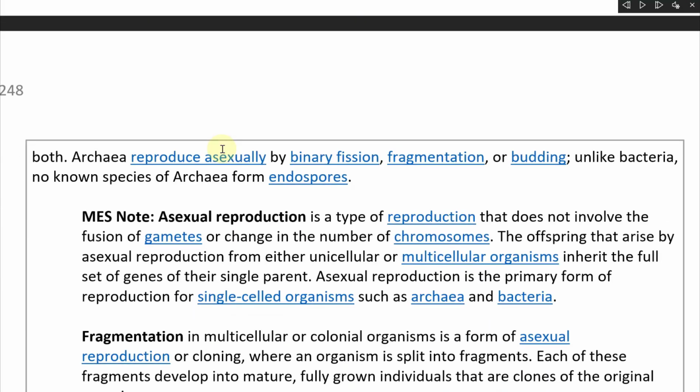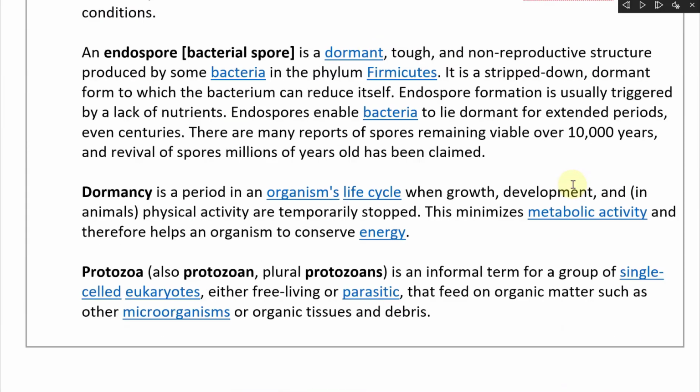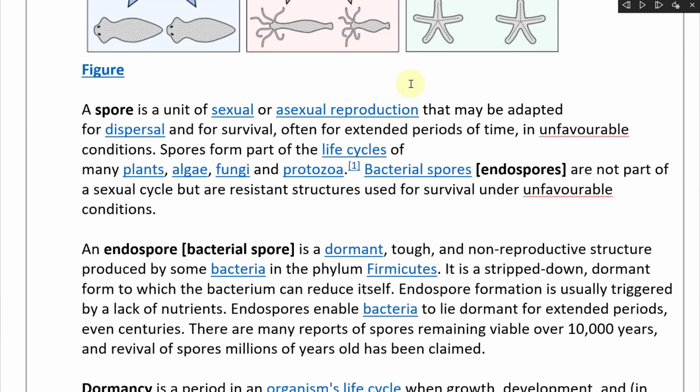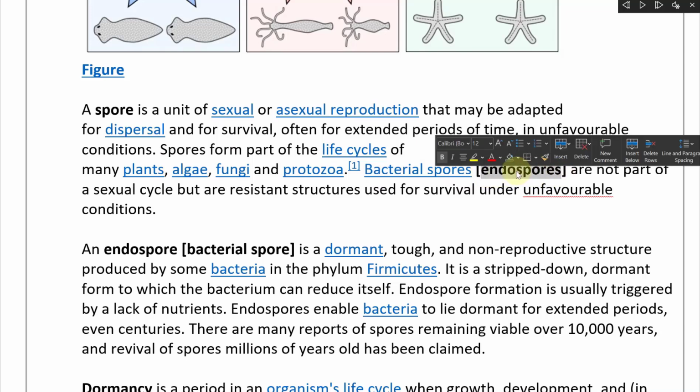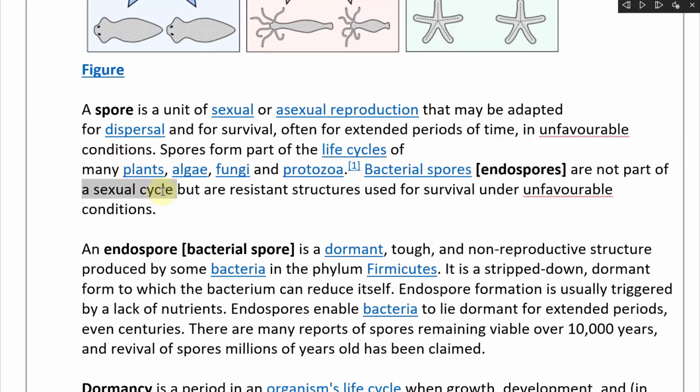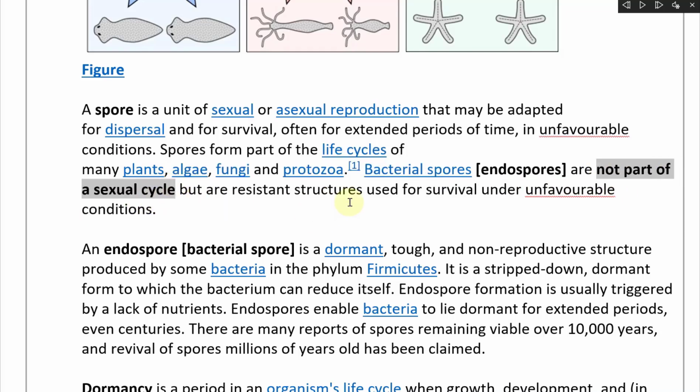Going back here, no known species of Archaea form endospores, unlike bacteria. Basically, a spore is a mechanism to disperse units of sexual or asexual reproduction that you could use for extended periods of time, and then they can be activated later on when favorable conditions are available. Bacterial spores, also called endospores, are not part of a sexual cycle. That's the key part. Instead they are resistant structures used for survival under unfavorable conditions.